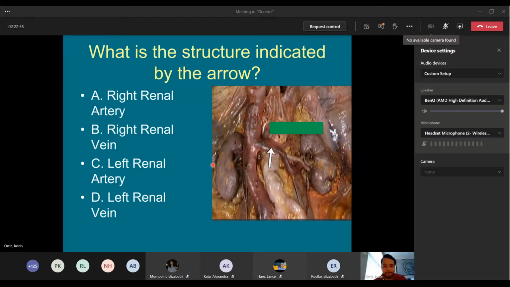We're almost done here. Okay, I'll give you one more second. So yes, it is going to be the left renal vein, right? The left renal vein is typically going to be longer than the right renal vein, which would be on this side. It's much shorter. Very good job on that. It's going to be the left renal vein.